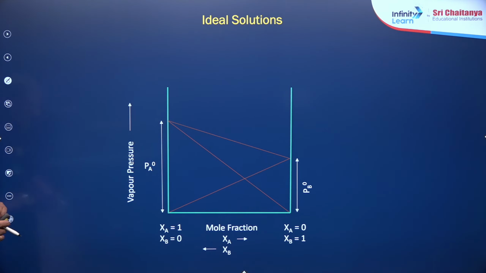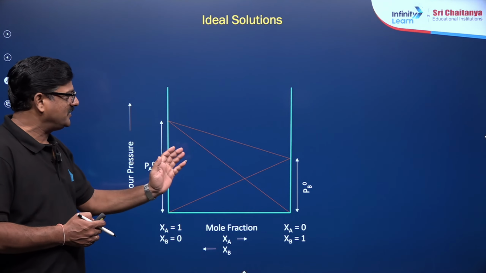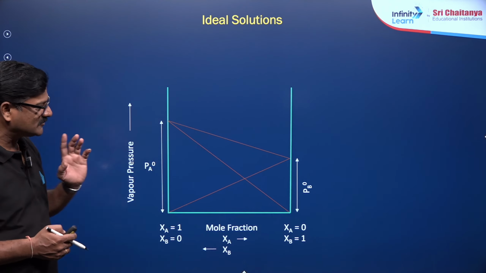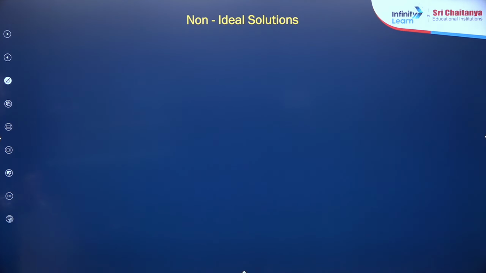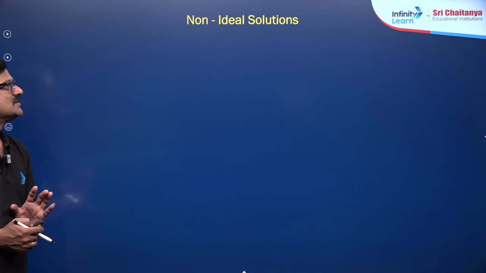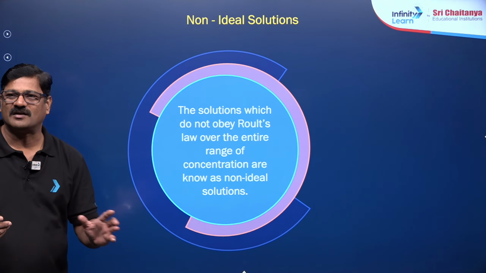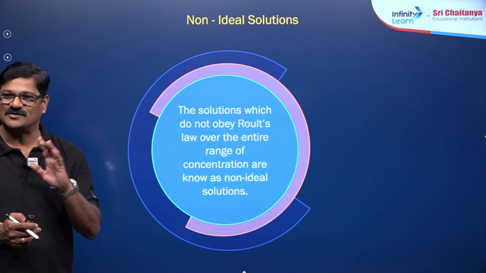And if it is a negative deviation, the graph is coming down. If it is a positive deviation, the graph is coming up. They are called non-ideal solutions. Positive deviation, negative deviation. Let us talk about non-ideal solution. So non-ideal solution, the solutions which do not obey Raoult's law at all concentrations are said to be non-ideal solutions.